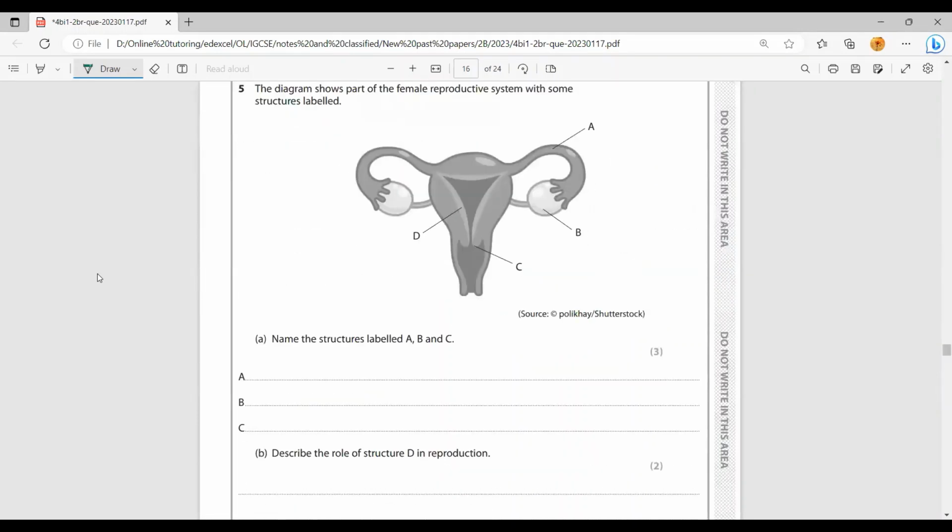The diagram shows part of the female reproductive system with some structures labeled. I want Mohamed Ahmed. What are these three structures, Mohamed? A, B, and C.